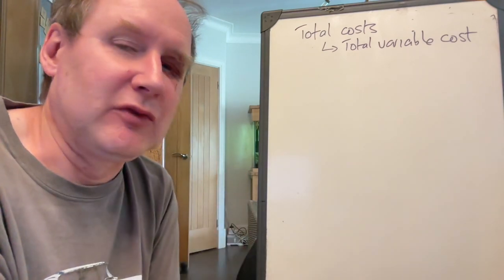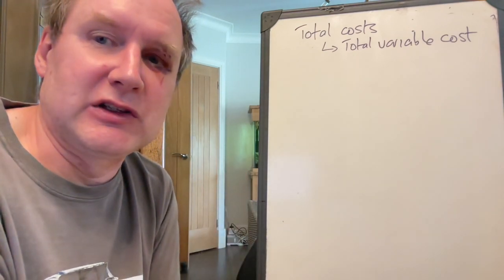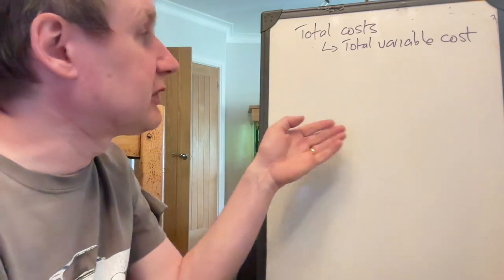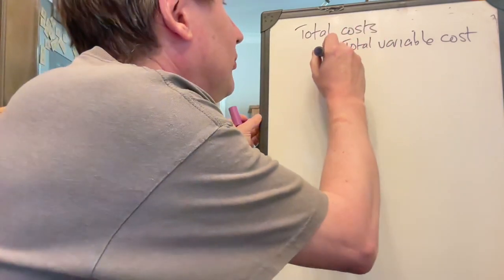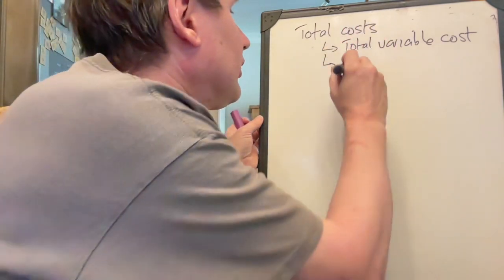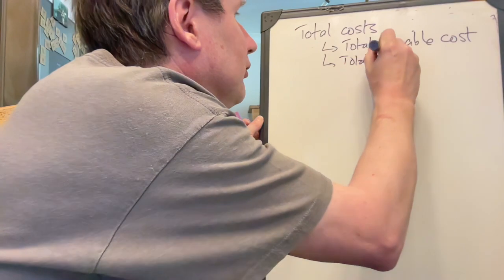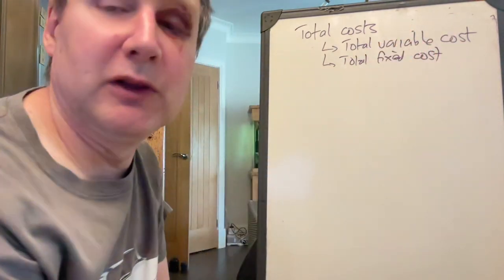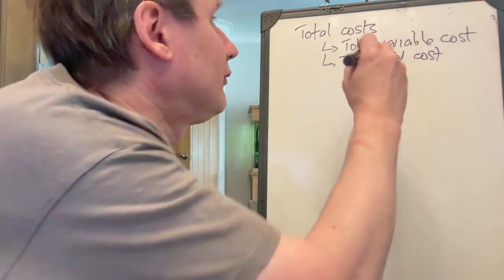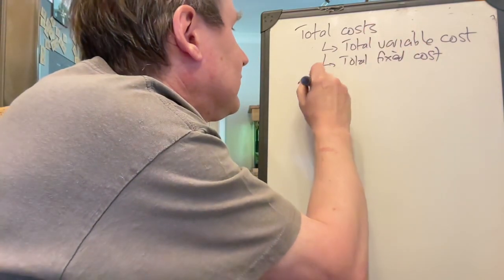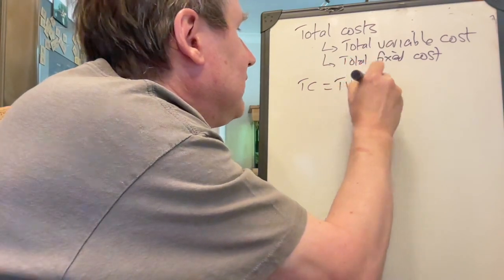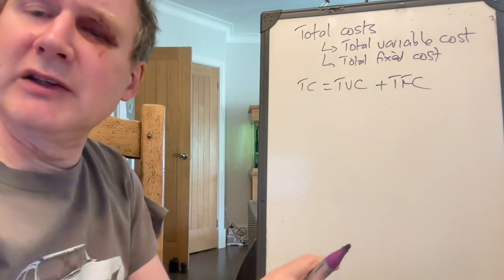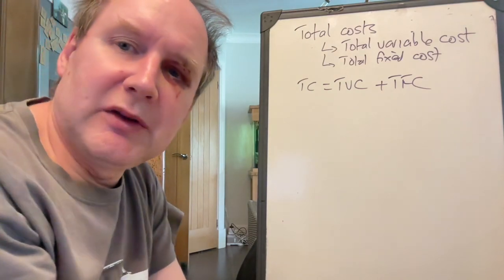We've already talked about one part of total cost, which is total fixed cost, and here we're going to look at the other part, which is total variable cost. Obviously, total cost is made up of total variable cost on the one hand and total fixed cost on the other. So we can say that TC equals TVC, total variable cost, plus total fixed cost. But where does our total variable cost come from?